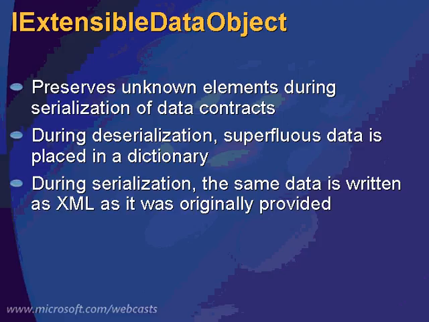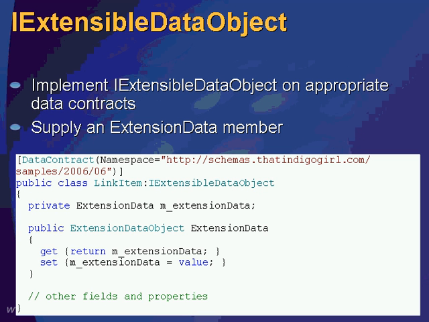So what happens is, by default, of course, we know that during deserialization, any extra data is usually lost, but in this case it's placed in a dictionary. And then during serialization, that same dictionary actually knows the XML element to preserve everything as it was. And the way we do it is we implement the IExtensibleDataObject interface on the data contract and supply ExtensionData as a member. So this is what it looks like: IExtensibleDataObject, ExtensionData, and then of course the actual property which saves and returns the extension data. And the WCF plumbing handles the rest for you.